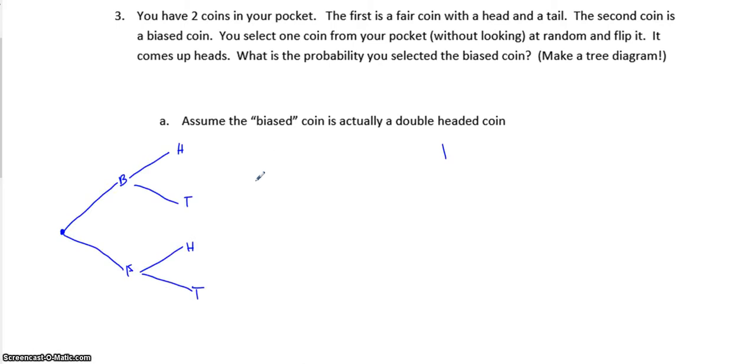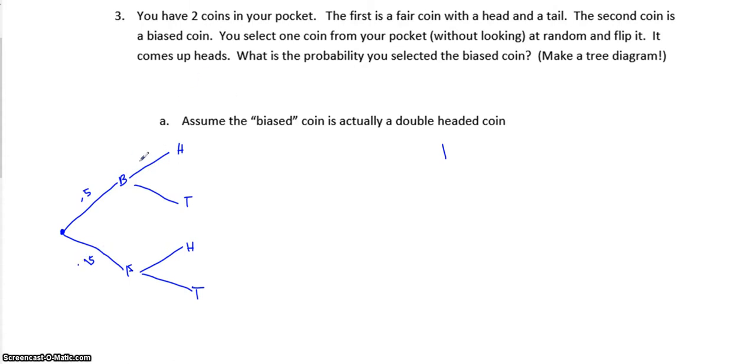So here for number 3, I've gone ahead and pre-drawn a tree diagram. B and F stand for selecting the bias coin and the fair coin. And then after I've selected those, I can go ahead and flip. So let's write the probabilities. Remember, there are 2 coins in my pocket. One's fair, one is biased, and it's double-headed. So there's a 0.5 chance that I could have picked the bias coin. There's a 0.5 chance that I could have picked the fair coin.